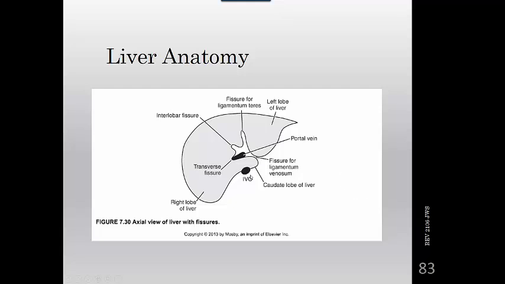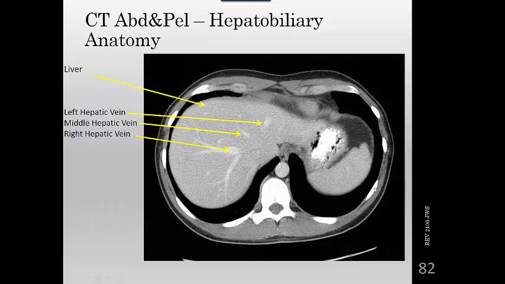The IVC is behind it. Just remember that. So when you're looking at the portal vein, you're not looking at the IVC. Okay, IVC is back here. I'll look back on this slice, and you can see. Well, you really can't see it, but the IVC is back here in the back, and then the portal vein is going this way.